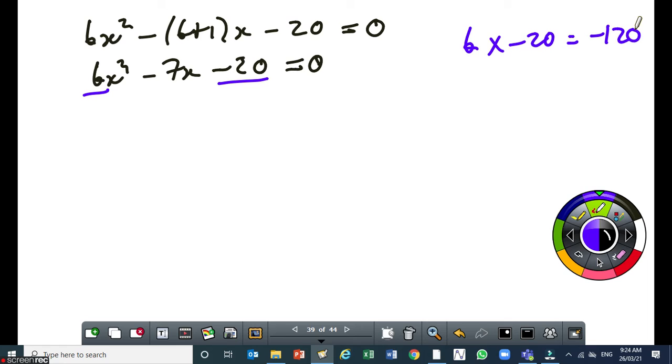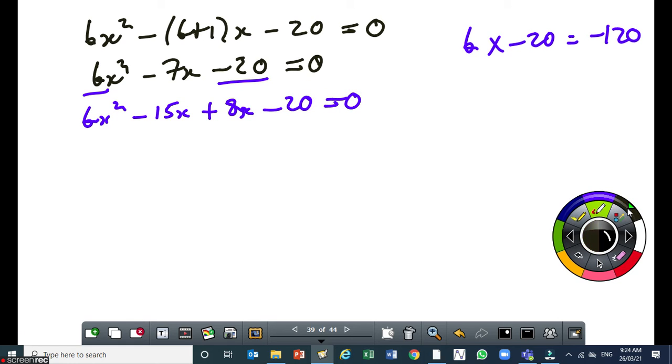So 15 and 8, but you need to be very specific now. Which one is positive, which one is negative? Minus 15 and positive 8. So we say 6x squared minus 15x plus 8x minus 20 equal to 0. Are you following? Everything that I'm doing, next week you need to know. You'll be doing this all on your own.